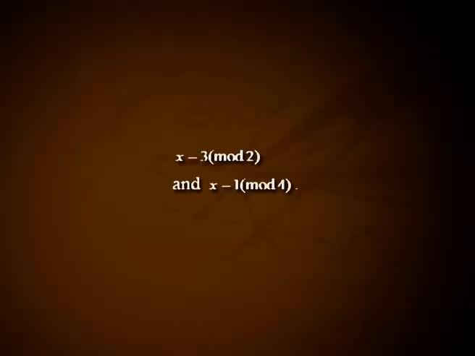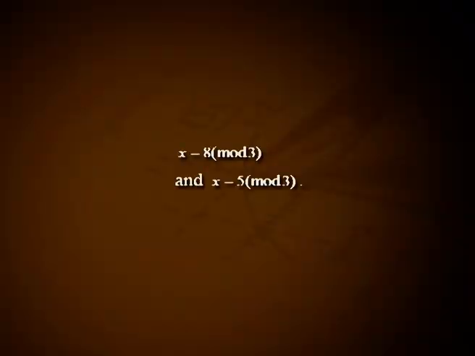We consider the powers of 2 first. The two conditions are x ≡ 3 mod 2 and x ≡ 1 mod 4. These two are consistent, but the second one implies the first, so that the first one may be dropped. The conditions modulo 3 are x ≡ 8 mod 3 and x ≡ 5 mod 3. These are equivalent and may be expressed as x ≡ 2 mod 3.